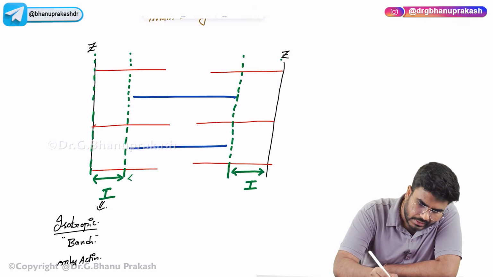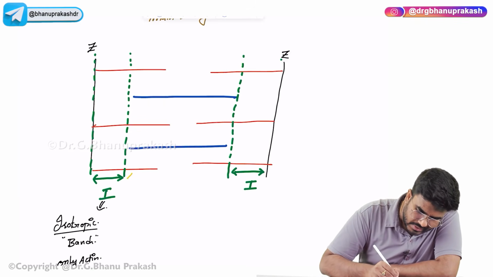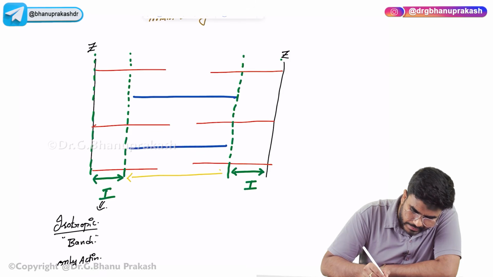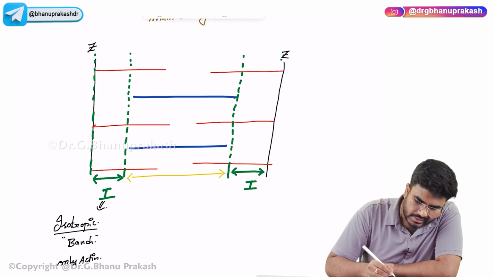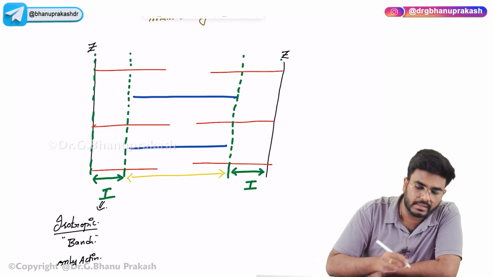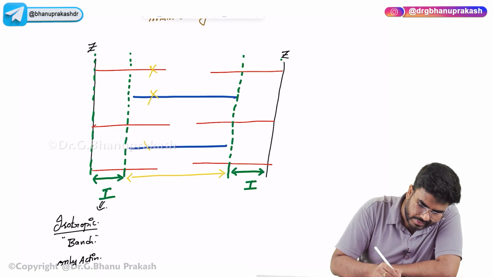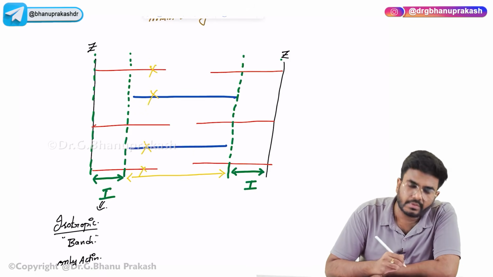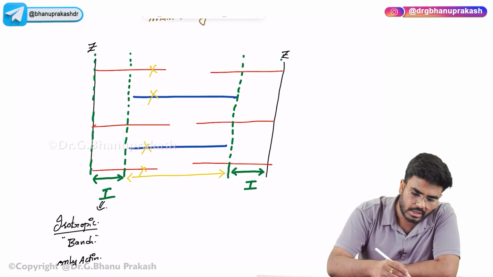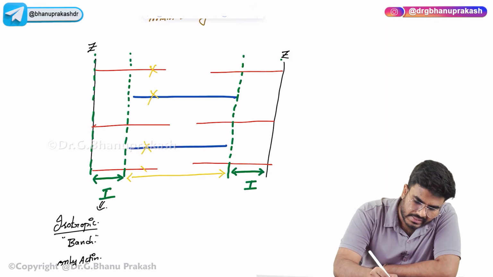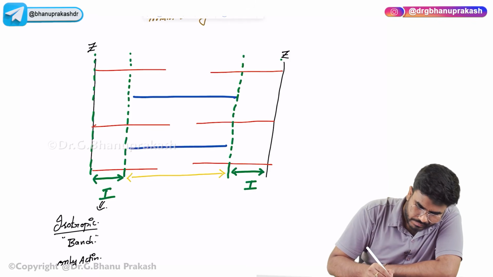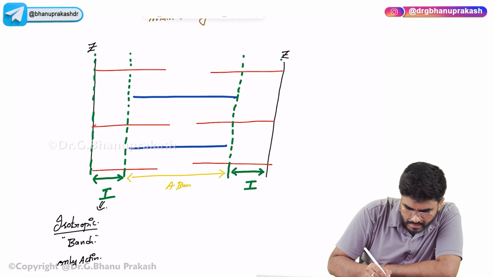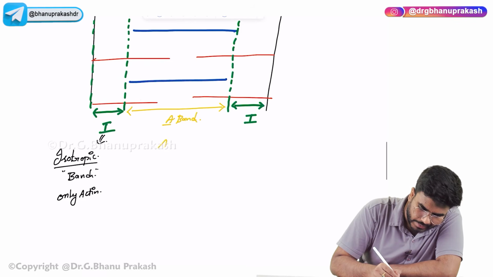Let me show it with the other color. Now the area which is present from here till here, all this area. In this whole center area, there are actin filaments and myosin filaments. Both are there. So this area is called the A band. A stands for anisotropic band.